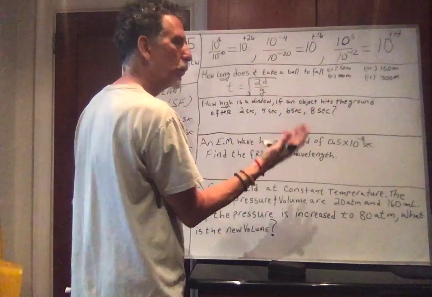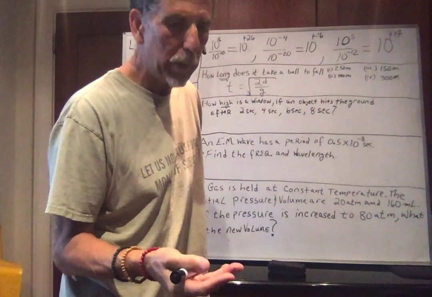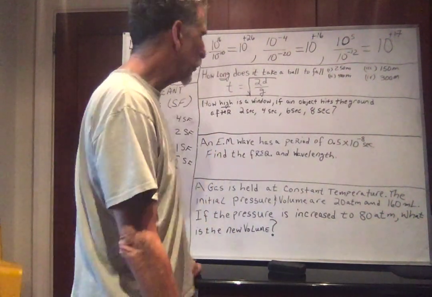2 times 150 is 300. 300 divided by 10 is 30. Square root of 30, 5 point something, right? Because 5 squared is 25.